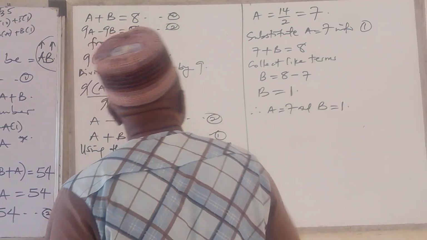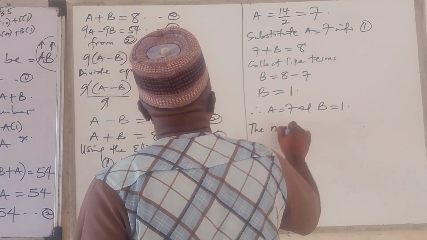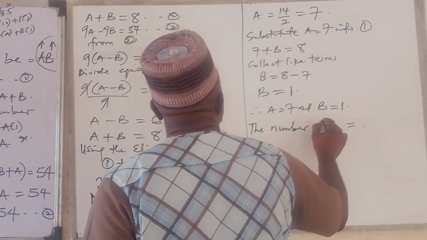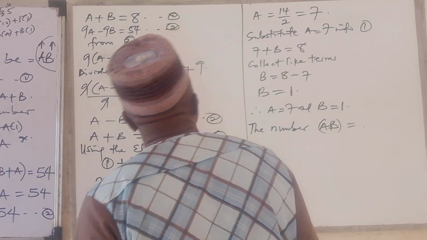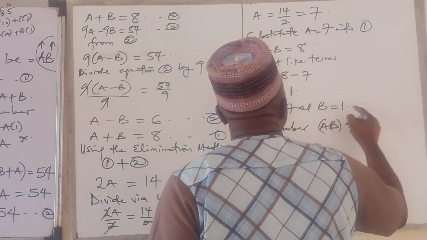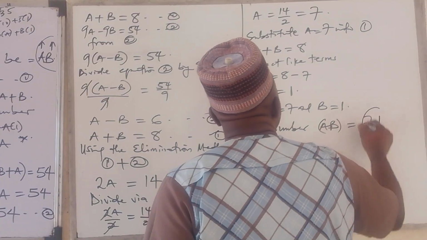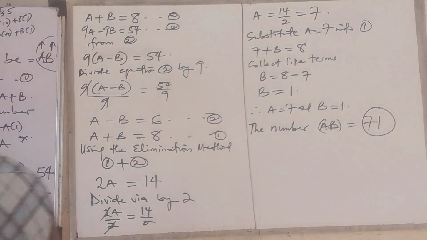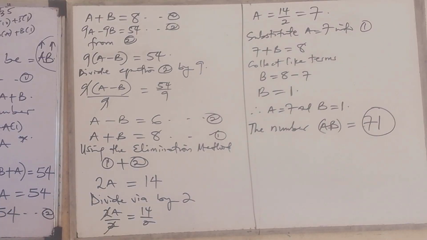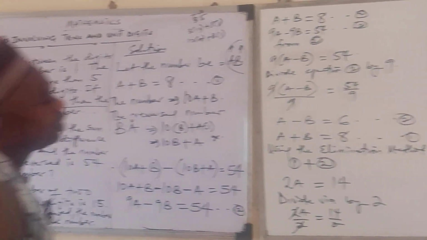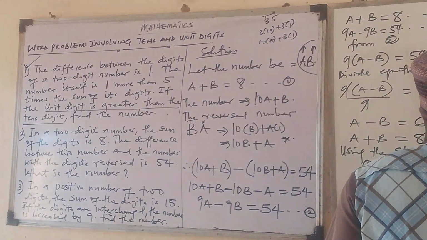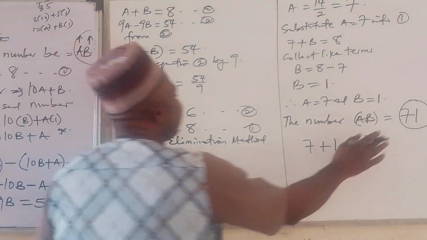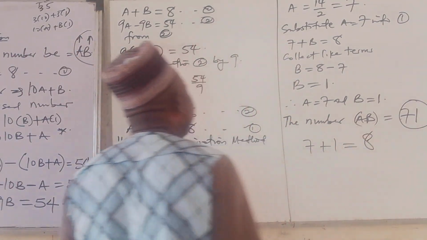Now if you look at this, the number ab, because this is the number ab, our a is 7 and our b is 1. So the number is 71. Yes, the number is 71. Now they say the sum of the digits, 2 digits, is 8. So if you add 7 plus 1, 7 plus 1 is equal to 8.